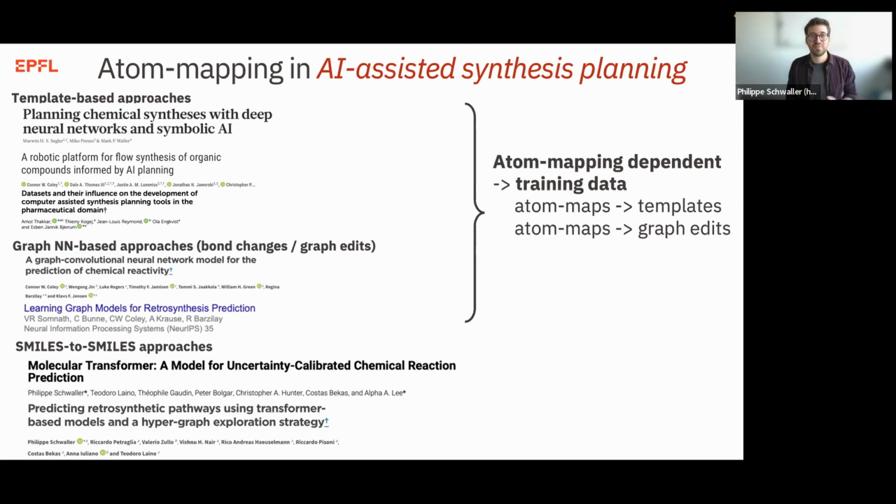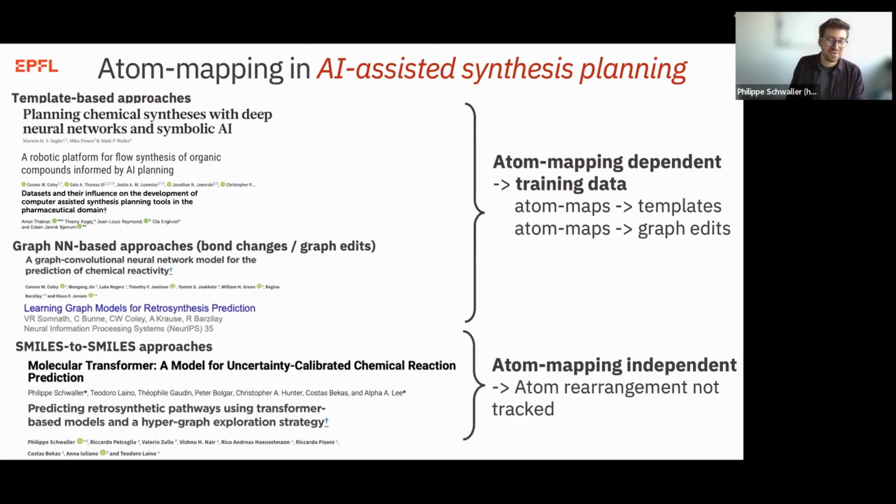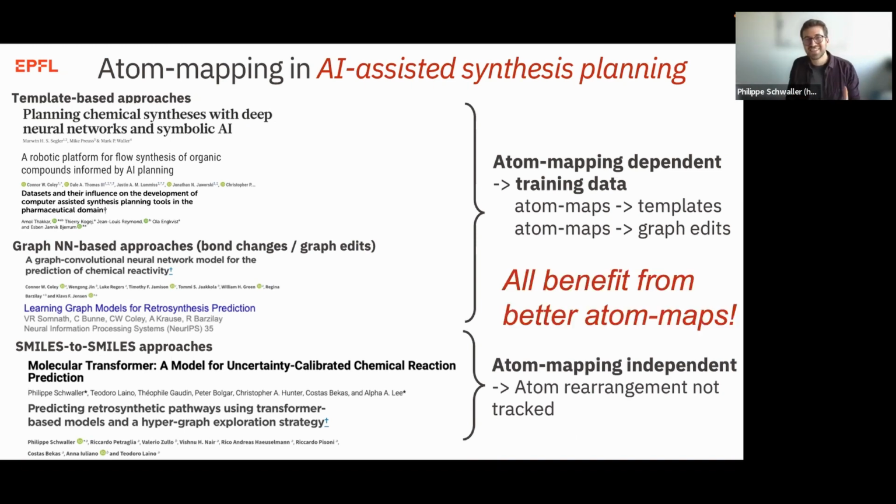So the two upper approaches are atom mapping dependent because they require it to generate the training data. You need the atom maps to extract the templates or the graph edits. On the other hand, we always focused on atom mapping independent models, but we lose some kind of information because we don't have this correspondence, and it would be nice to have it for interpretability. So I'd say in the end, all those approaches benefit from having better atom maps.